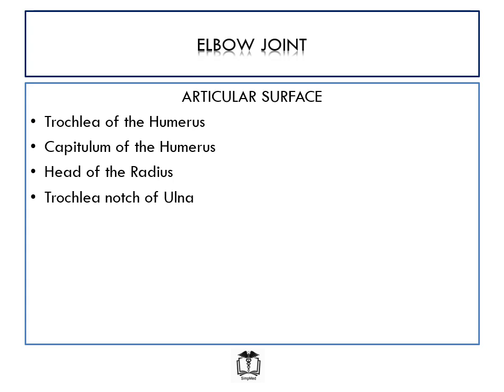We have four major articular surfaces of the elbow joint. Some would come from the humerus and some from the radius and ulna. For the humerus, the two major articular surfaces would be the trochlea of the humerus and the capitulum. For the radius, it's the head of the radius that would articulate to form the elbow joint. And then for the ulna, it's the trochlear notch of the ulna that articulates to form the elbow joint.